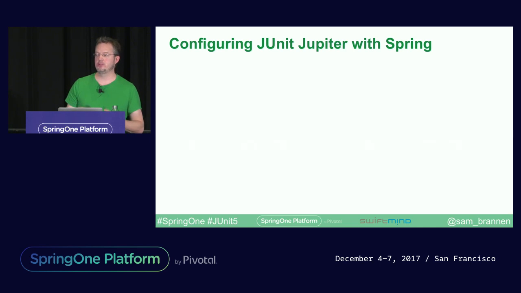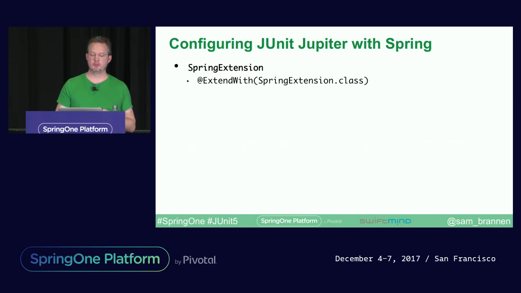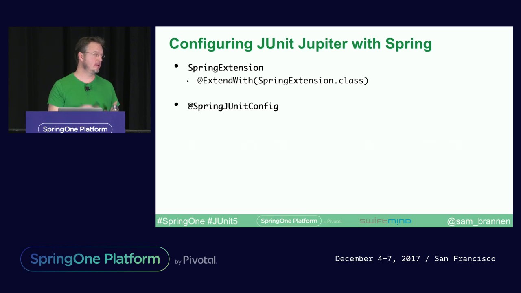So how do we configure JUnit Jupiter with Spring? We do that with the Spring extension, right? In JUnit 4, we had the Spring runner, and now we have the Spring extension, and you just say @ExtendWith SpringExtension, and that's it. And you have the automatic support for Spring's testing framework with all of the other annotations, and you can just combine them. But we have some shortcuts.